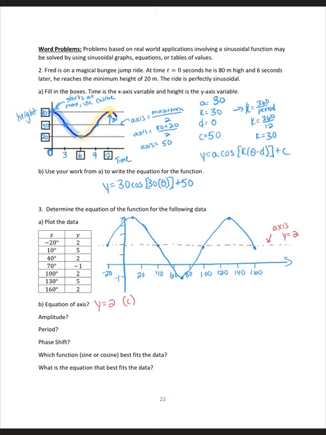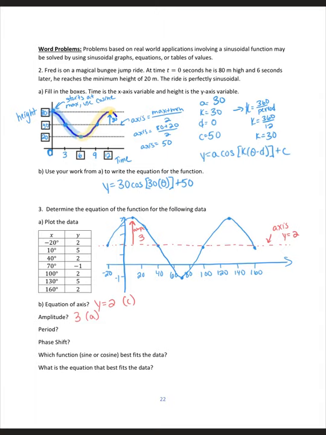Our amplitude is going to be the distance from that axis up to our maximum. So we'll say amplitude equals, and that's going from 2 up to 5. So our amplitude is 3. And remember, our amplitude represents the A value in our equation.